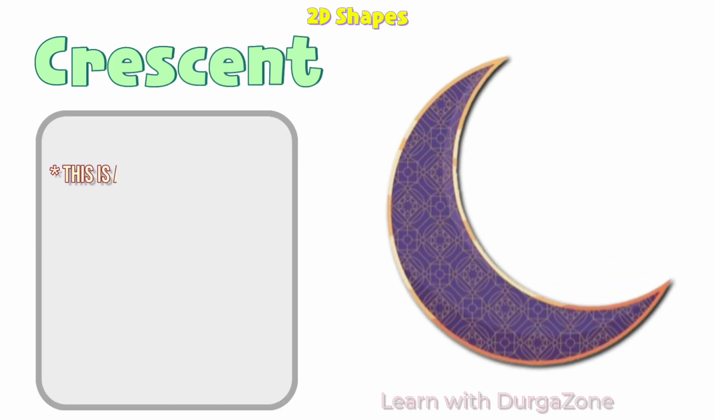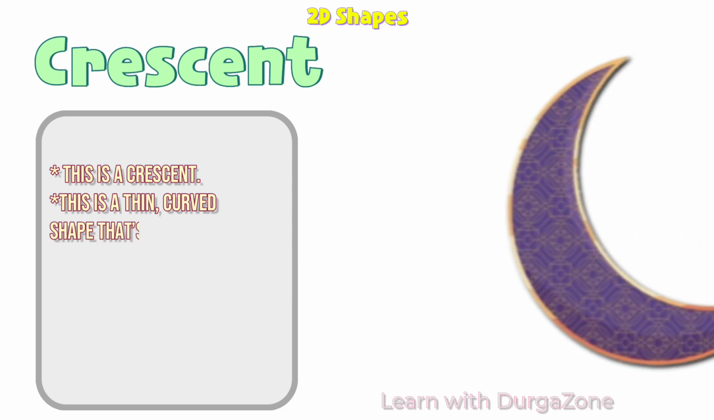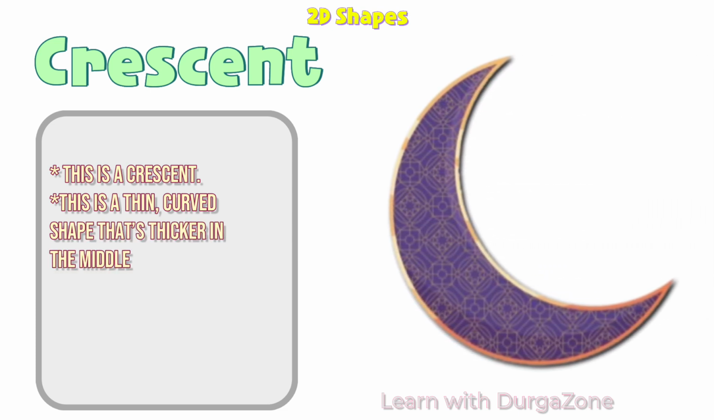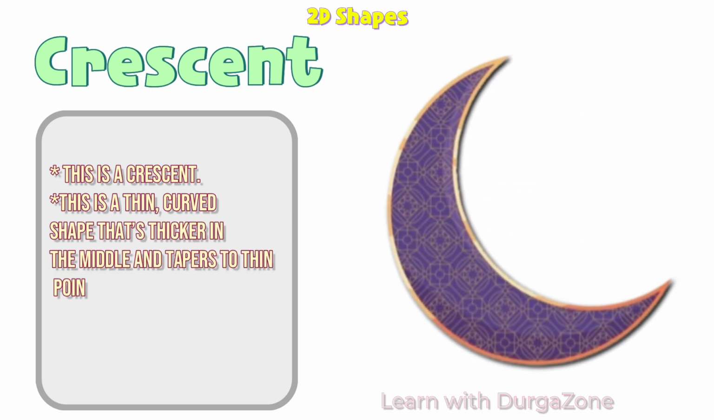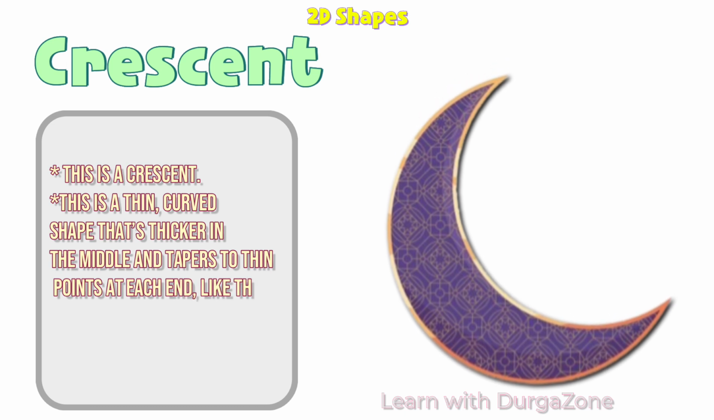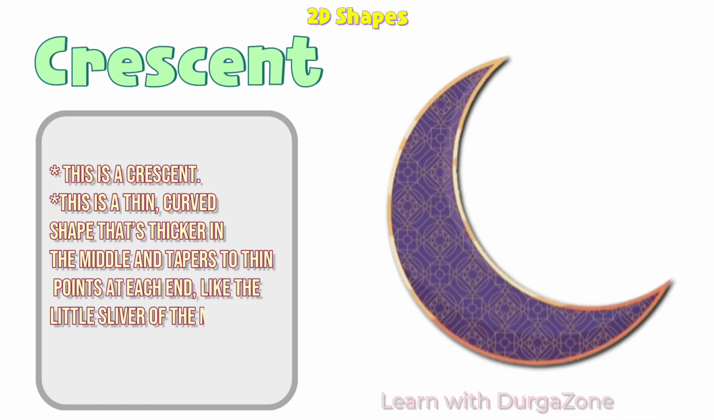Crescent. This is a crescent. This is a thin curved shape that's thicker in the middle and tapers to thin, pointed ends, like the little sliver of the moon you might notice in the sky.